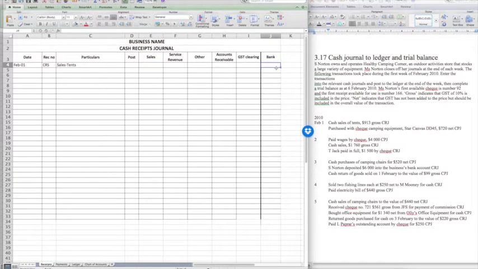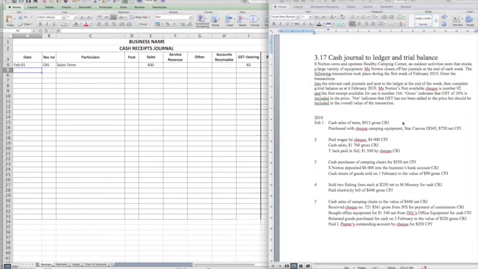Now because they've given us a gross figure, that figure is inclusive of GST, so we need to work out how much GST would be on that. So we divide 913 by 11, which gives us $83, which leaves $830 to go to the sales column. We don't have any more transactions for February the 1st for the cash receipts journal, so we can pop that figure straight into the bank, 913. Be sure to cross that transaction out so we know that we've finished that one.